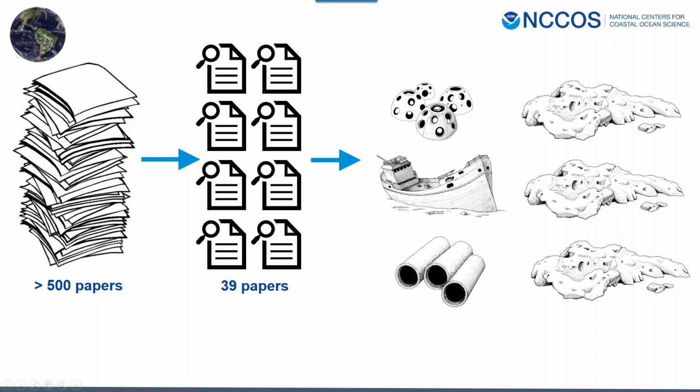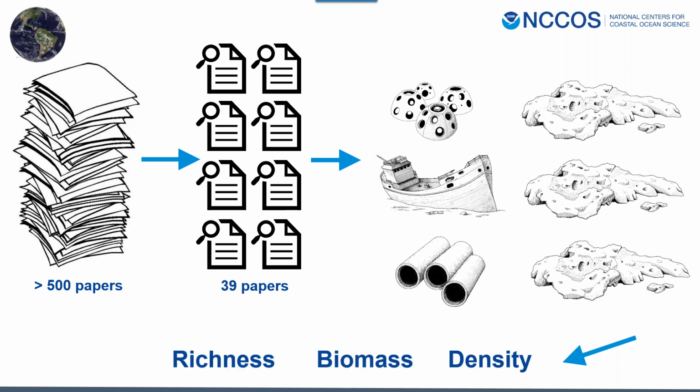And just to make sure we're crystal clear, we were looking specifically for papers across the globe that compared fish metrics, fish community metrics, on artificial structures to nearby naturally occurring reefs, whether they were coral or rocky. And the fish metrics that we were looking for were density, biomass, richness, and diversity.